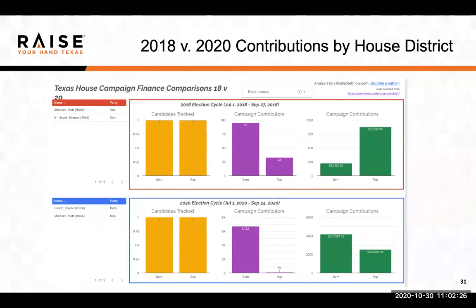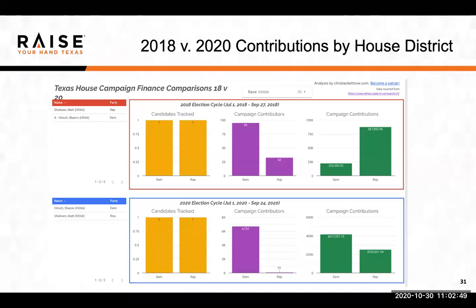You can look at the same information by House district. I've chosen this example simply because the candidates in both cycles were the same. So these two candidates ran for the same seat in 18, and they're running for the same seat again in 20. So it's kind of an interesting dynamic that you can compare.